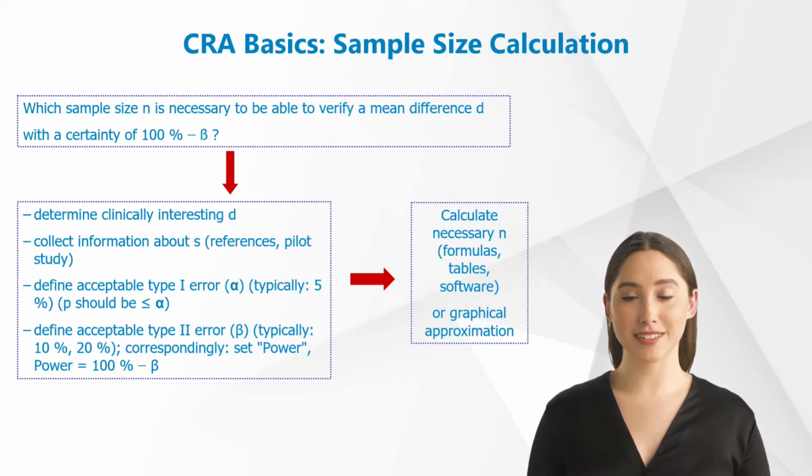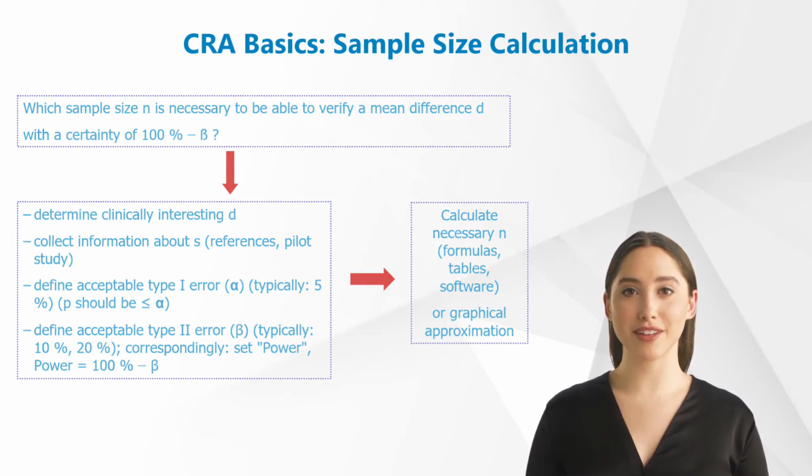The type 1 error is thereby typically set at 5%. In addition, you can see here the exceeding probability described as p-value. In statistical tests, the null hypothesis is rejected when the p-value is less than or equal to the significance level alpha. The beta error is usually set at 10 or 20%, corresponding to a test power of 80 or 90%, respectively. Consequently, an effect is discovered with a probability of 80 or 90%. The required sample size n is finally calculated with the help of formulas, software, tables, or graphical approximation.